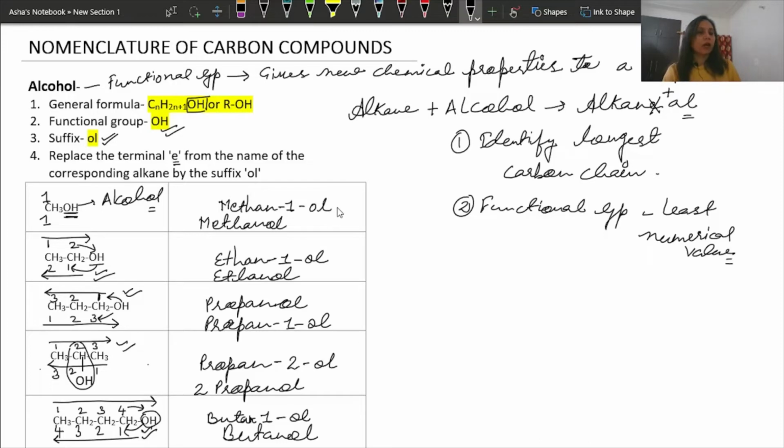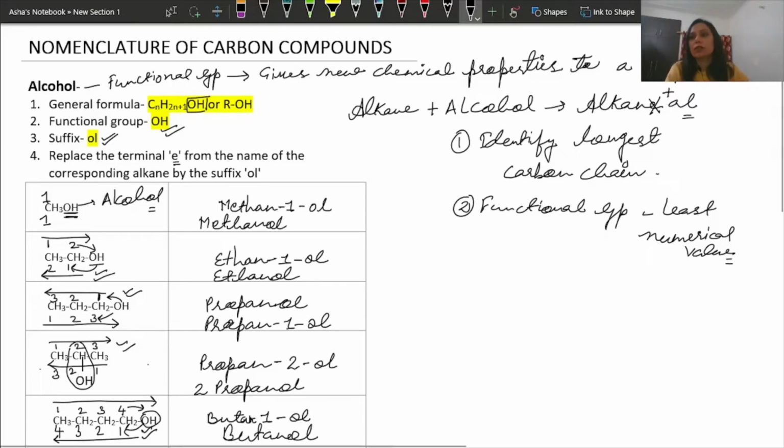Okay, and how to identify? If you are seeing the presence of OH, it means it is an alcohol. Now you will have to identify the longest carbon chain. Second, you will have to give the least numerical value to the alcohol group, the functional group.